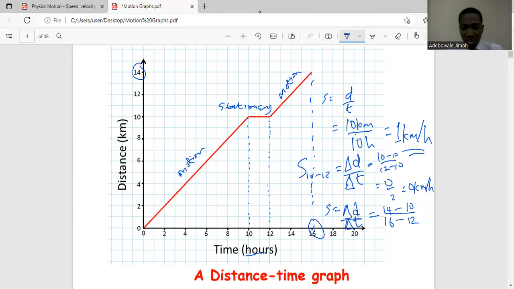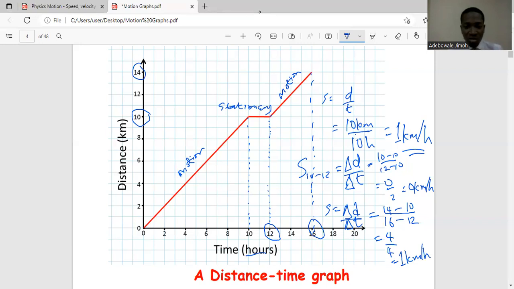And that's what we have here. At 16 hours, we cover a distance of 14 kilometers, minus, at 12 hours, we must have covered the distance of 10 kilometers. So at 12 hours, we have covered a distance of what? 10 kilometers. So that's how you calculate the speed. So let's see, 14 minus 10, we have 4, divided by 16 minus 12, we have 4. So our speed is still 1 kilometer per hour.